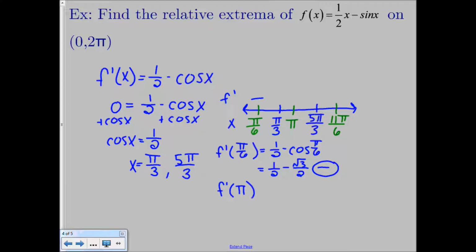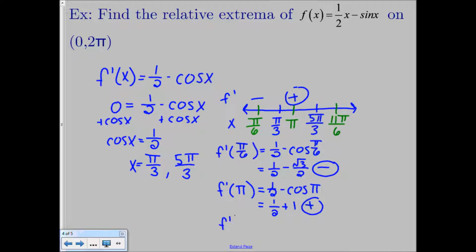So now let's do the same thing for pi. So at pi, we're going to get 1/2 minus the cosine of pi, which is equal to 1/2, and the cosine of pi is going to be -1, so plus 1, which is going to be a positive number. We don't really care what that number is, so we'll just put our positive sign on there.